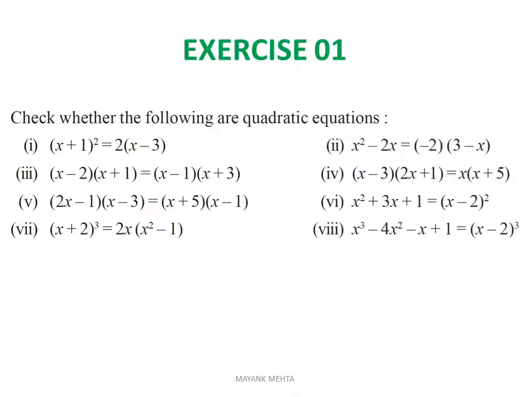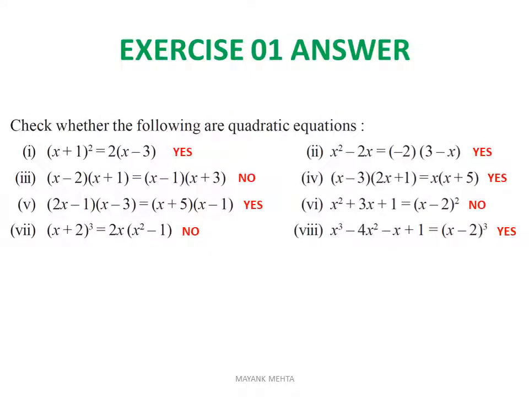Now on the basis of this method, you have certain sums where you need to check whether the following are quadratic equations or not. You can do these sums in your book. You can pause the video over here and in the next slide I'll share the answer with you. So here are the answers. The first is yes, it is a quadratic equation. Second, yes. Third, no. Fourth, yes. Fifth, yes. Sixth, no. Seventh, no. Eighth, yes.